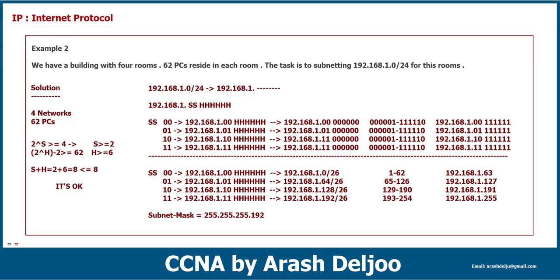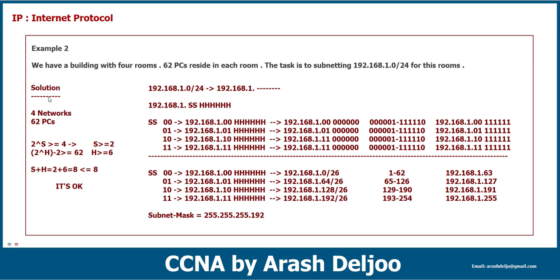This is the practice for us, and in this scenario we have a little more advanced IP addressing example. Okay, let me talk about this. We have a building with 4 rooms. 62 PCs reside in each room. The task is to subnet 192.168.10.0/24 for these rooms. As we mentioned, here we have 4 rooms, and in each room we have the same number of PCs, 62 PCs.